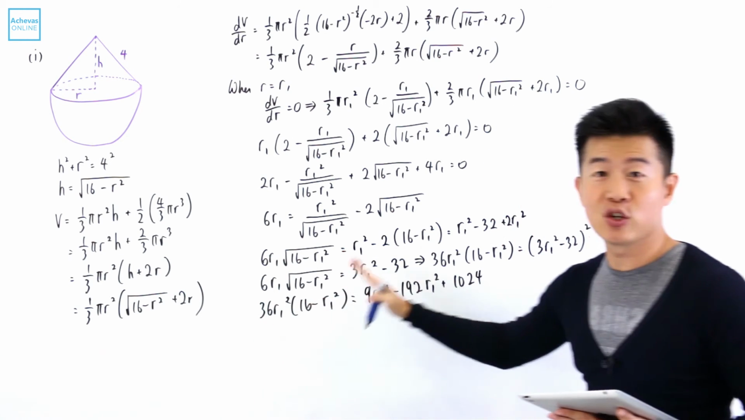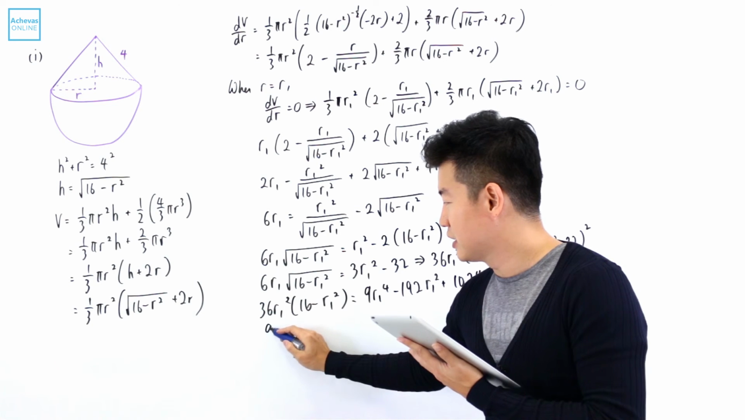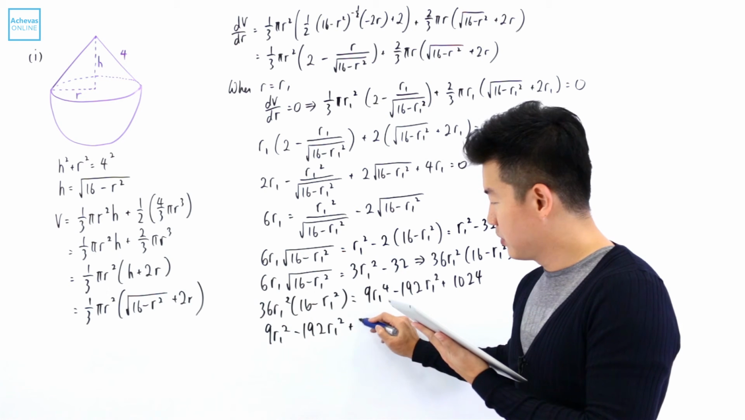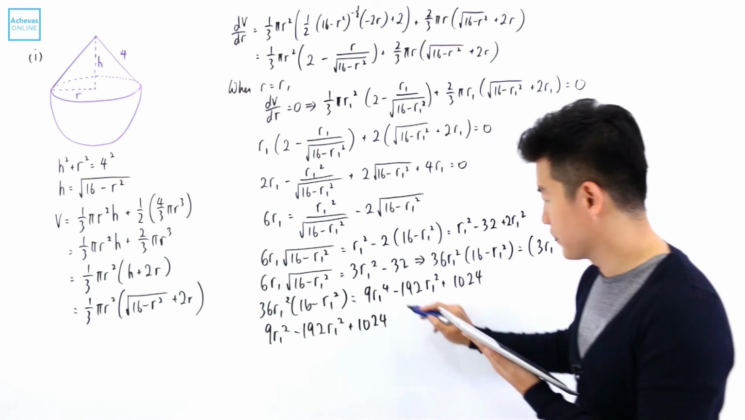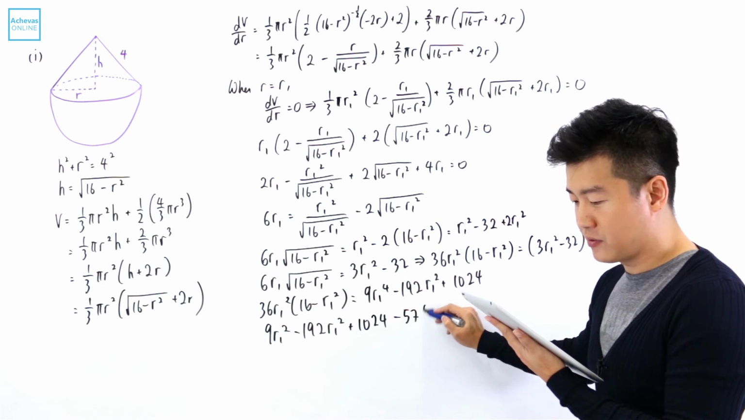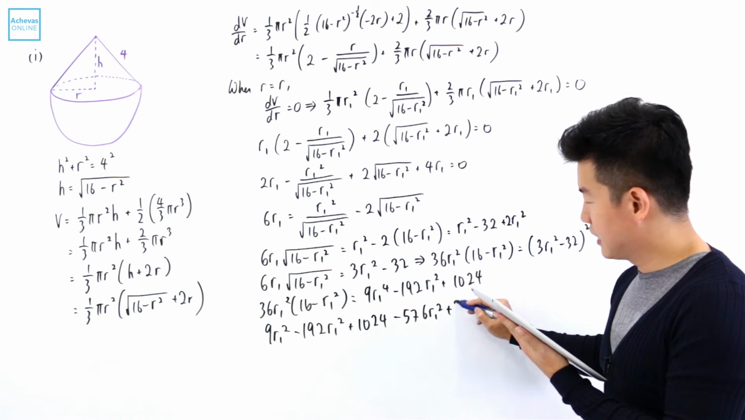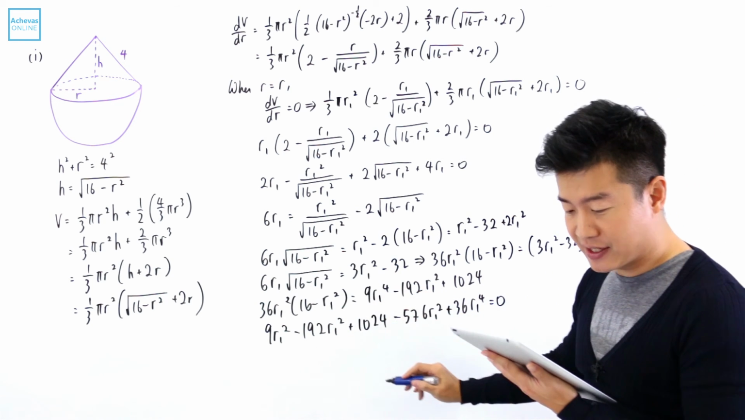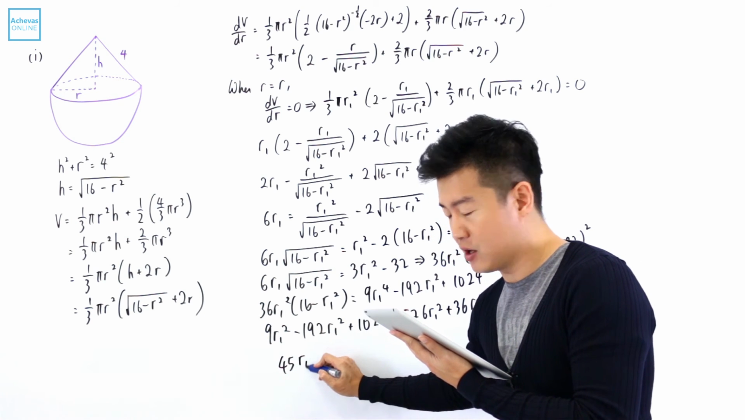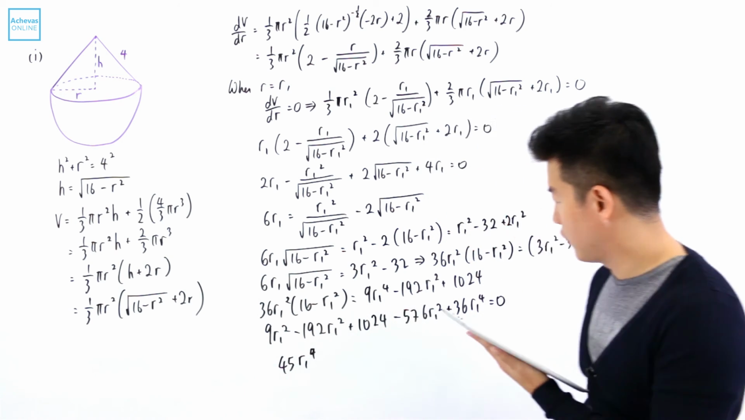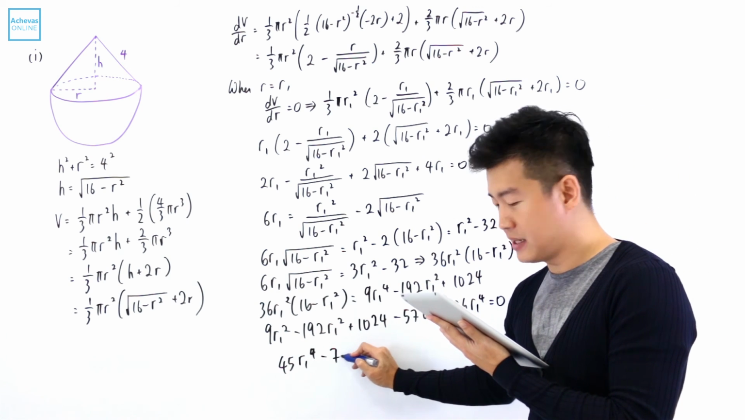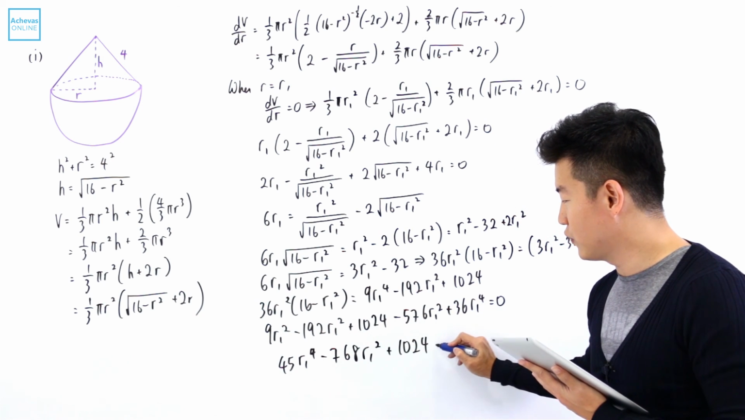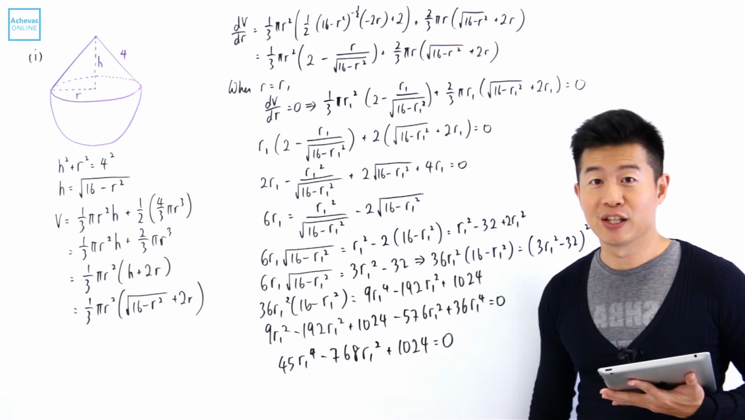I'm going to bring everything over to the right hand side. It is going to get me 9r1⁴ minus 192r1² plus 1024, which is this, minus 576r1² plus 36r1⁴ is equal to 0. And simplifying this, I will get 45r1⁴ minus 768r1² plus 1024. This is equal to 0, and this is what the question wants us to show.